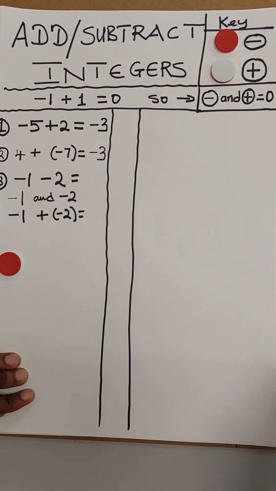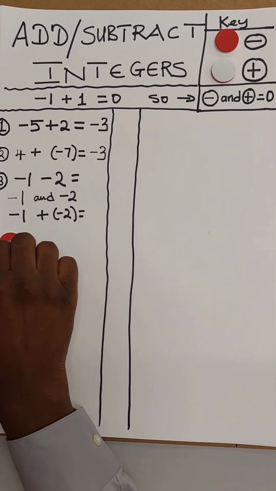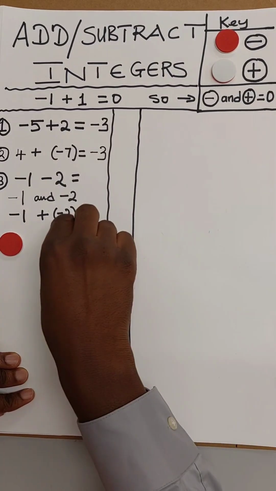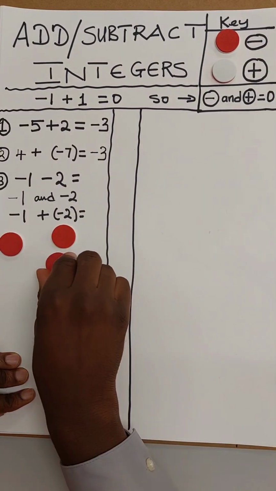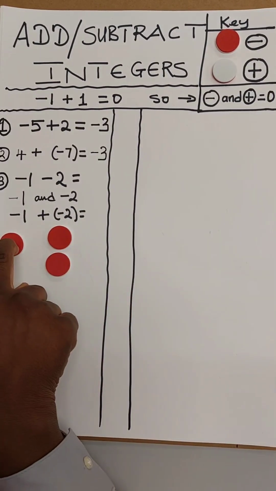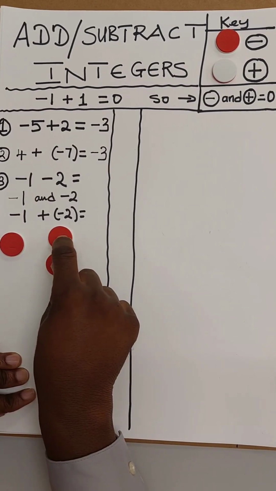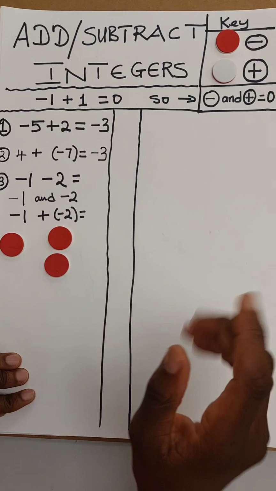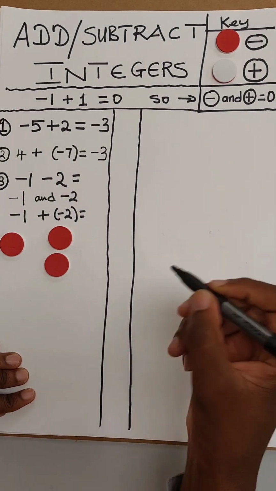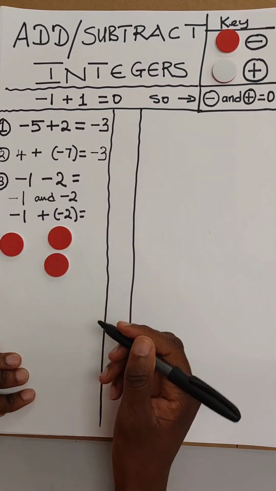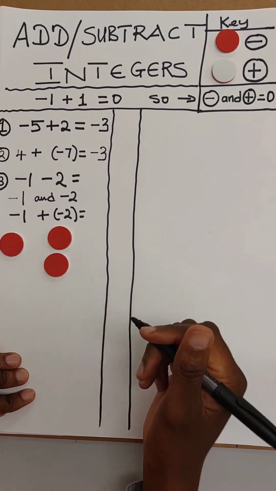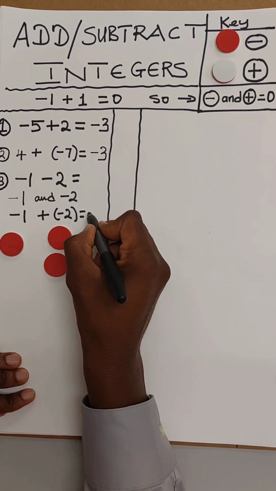Okay, that said, so we need one red chip here and two red chips over here. So basically we're doing one negative and two red chips and two negatives. So this is what we end up with. We don't have any white chips to take out the red chips, so we end up with negative 3.